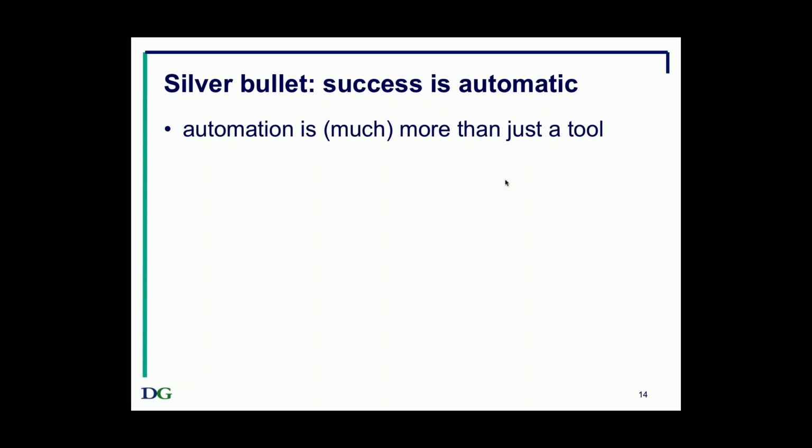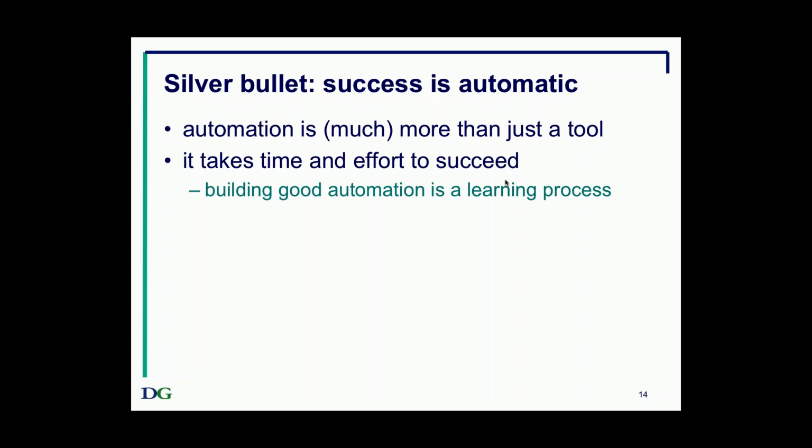So another aspect of the silver bullet syndrome is assuming that success will just come. Success is automatic. Well, it's not. Automation is much more than just a tool. It takes time and effort to succeed. Building good automation is a learning process. You won't do it right the first time.